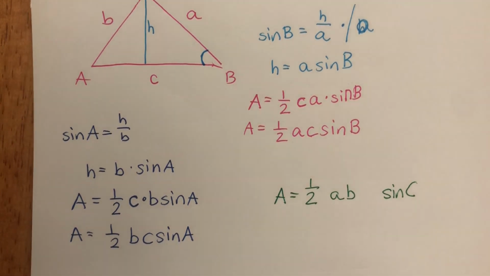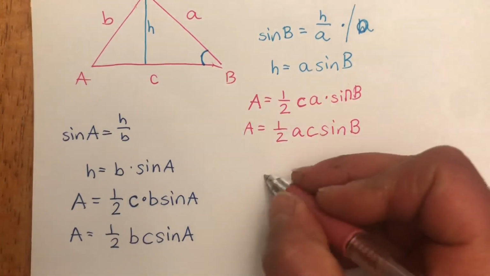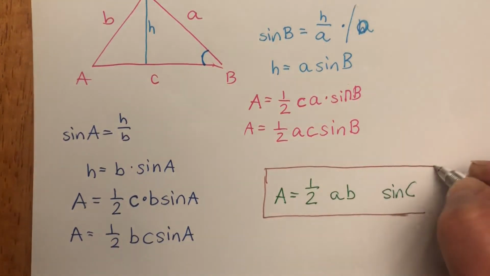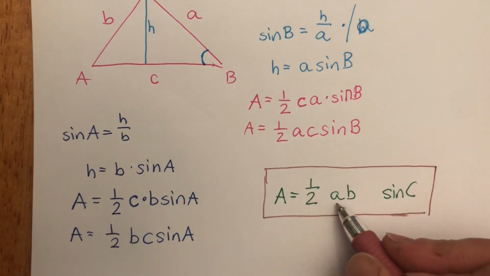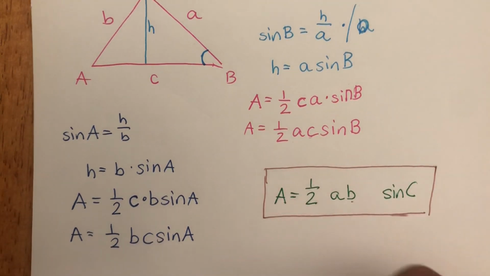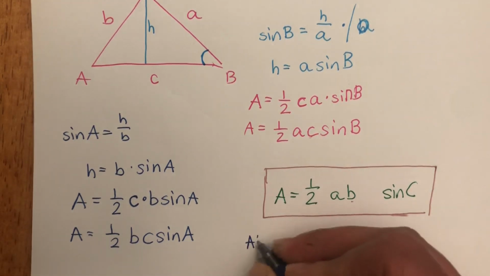Those are our three formulas that we can use to calculate the area of a triangle if we have an angle given and those sides, angle, those sides, angle, those sides. So you have three different types of formulas, and depending on the problem that you have given, you can use one of those.